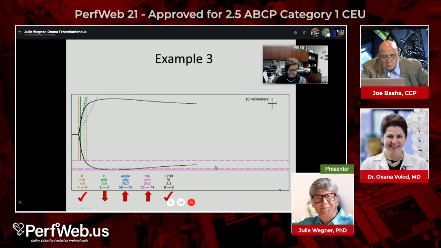Example 3. Now we have a little bit different situation. The R value is okay, and our LY30, even though it's a little bit off, is still within range. What we see mainly is a high MA, an elevated angle, and a decreased K value. The decreased K and elevated angle suggest very rapid thrombin generation and fibrin network formation, as well as high platelet function.